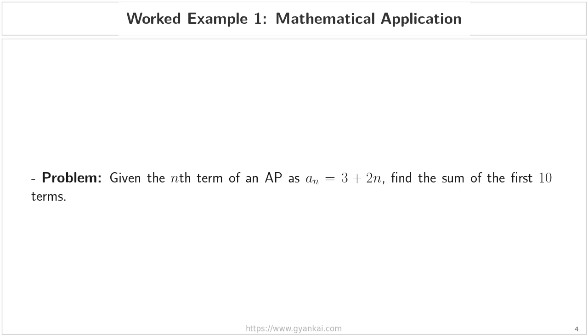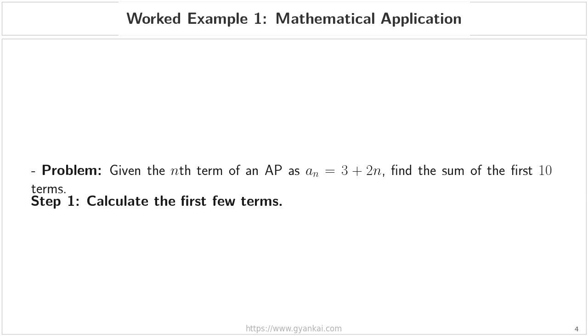Here is the problem. We are given the nth term of an arithmetic progression, which we denote as a sub n, equal to 3 plus 2n, and our goal is to find the sum of the first 10 terms. To solve this, we will follow the exact steps we just discussed.